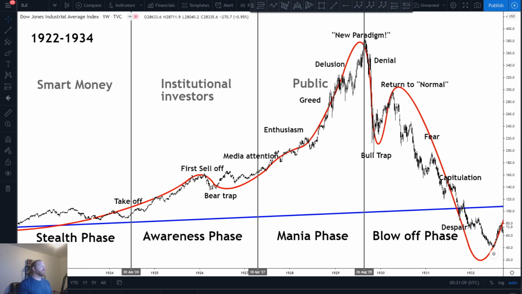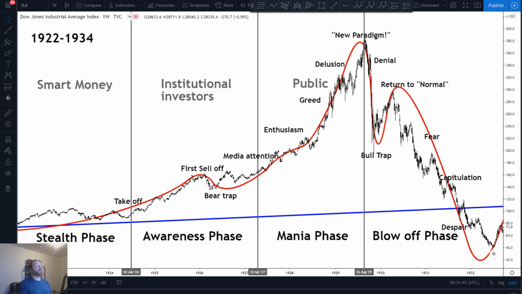But basically, we can see here the stealth phase where we had sort of a range and accumulation phase, and then the takeoff started. And then eventually we had the first sell-off, and we had the bear trap, another sort of range, and then the media picked up enthusiasm, greed, and this is when the market goes really parabolic towards the upside, and then some more accumulation, and then delusion, where it was the final lift off, and then the new paradigm.